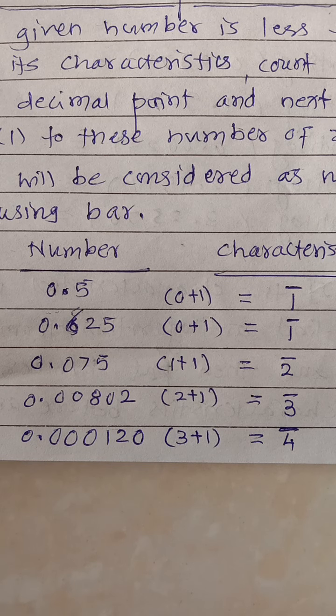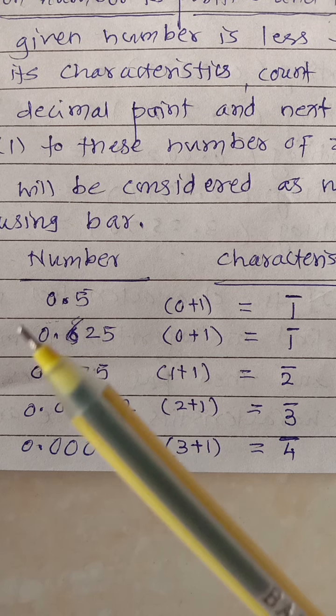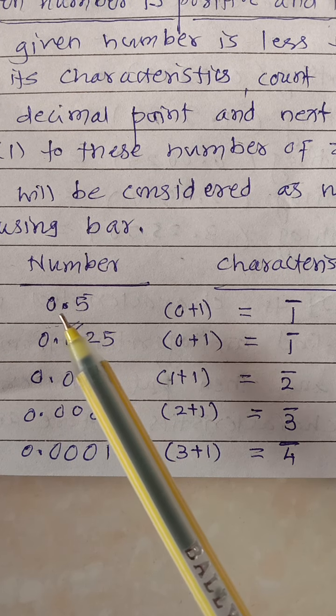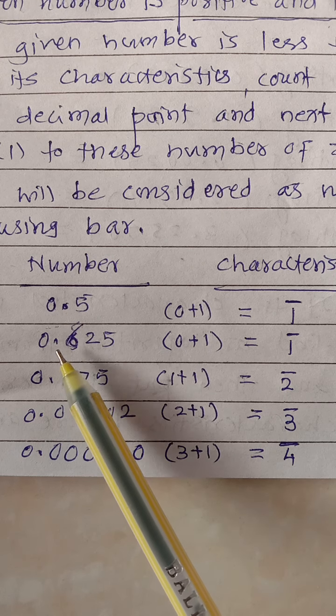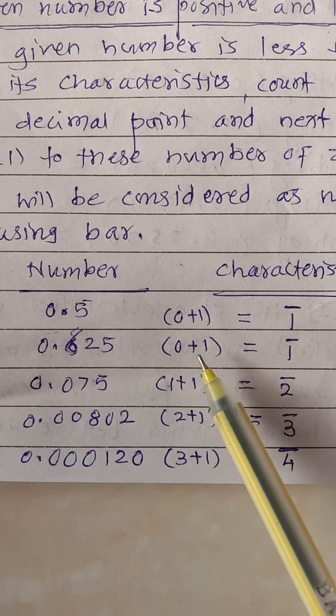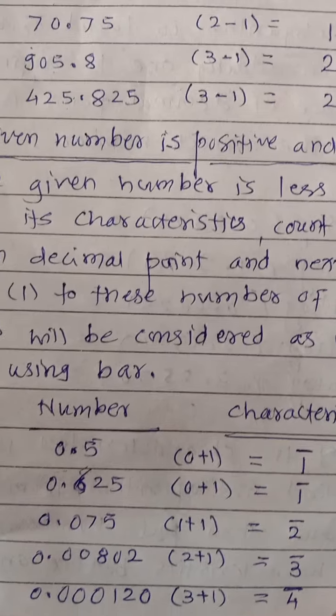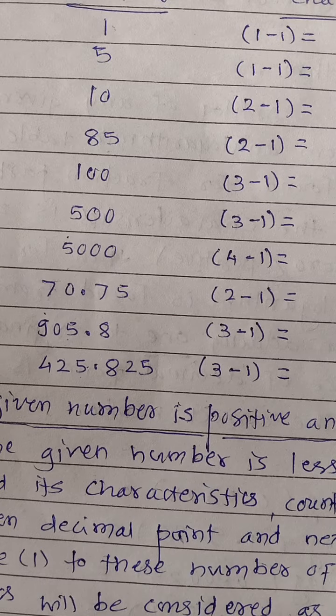So in this way, in order to decide the characteristic of the fractional part, or a number which is less than 1, we have to count the number of zeros between the decimal point and the next non-zero digit, then add 1 to it, and then it will be written in the form of a bar. So in this way, the characteristic of any given number can be found.